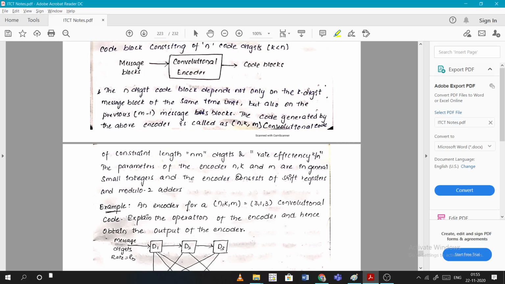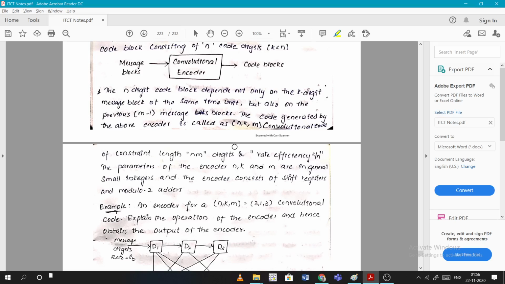Now let's look at the constraint length. For an (n, k, m) convolution code, the constraint length is nm digits and the rate efficiency is k by n. These are the two things. If they ask what the constraint length is, we just multiply n and m, and if they ask what the rate efficiency is, it is k by n.